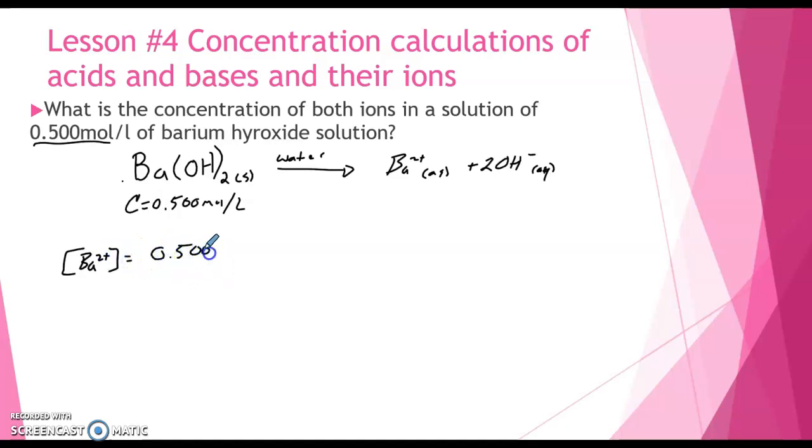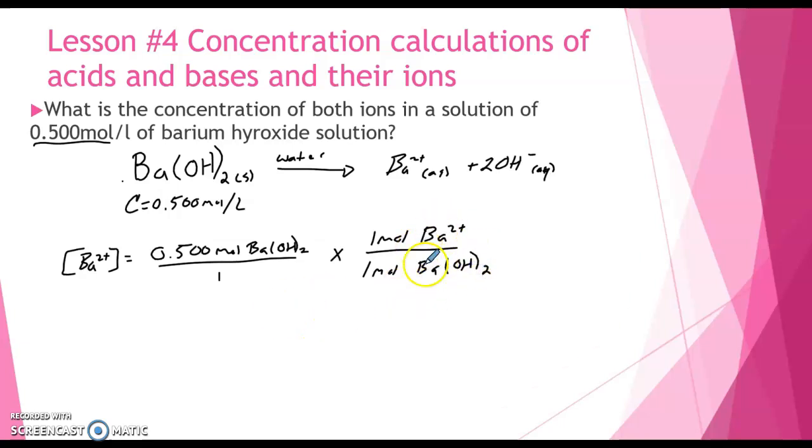We have 0.500 moles of barium hydroxide for every 1 liter. So we're just going to times that times our mole ratio. We have 1 mole of barium ions and 1 mole of barium hydroxide. So again, that mole ratio doesn't go away, especially for the last part of chem here. It's going to keep on coming back and back and back. This is something you need to have for Chem 30 as well.